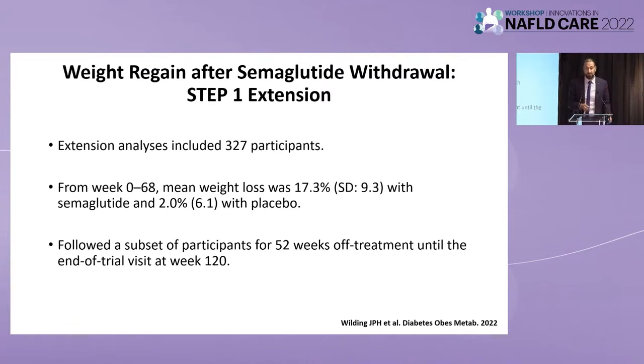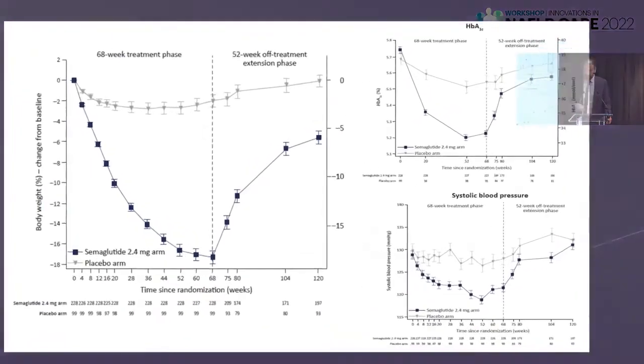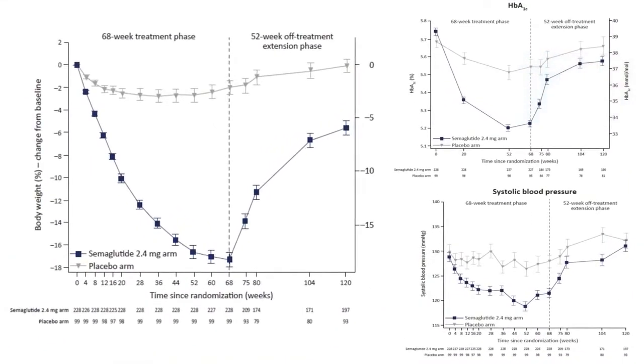So what happened to these patients? And this is what happened. They lost the initial 17% of their total body weight, and then they stopped. And you can see 1 year after they stopped, they regained 2/3 of the weight that they lost. So when it's all said and done, after 1 year of semaglutide and then stopping 1 year, they lost about 5% of their total body weight.